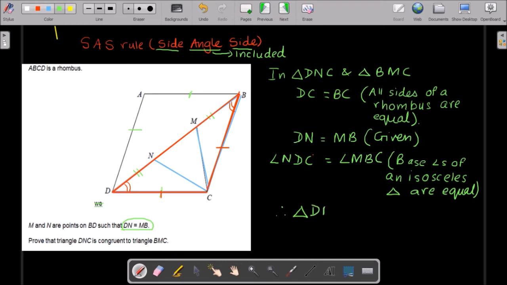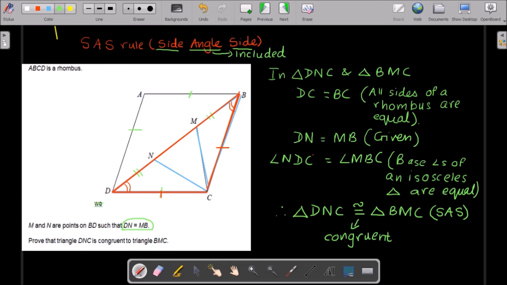Right. So now I'm going to write down my closing statement. Therefore, triangle DNC is congruent. Now this little symbol here means congruent. I didn't explain that in the previous question, so I'm explaining that now. So it's an equal sign with a wiggly bit on top. Triangle BMC. And that's not sufficient. I have to write the rule I've used, SAS.